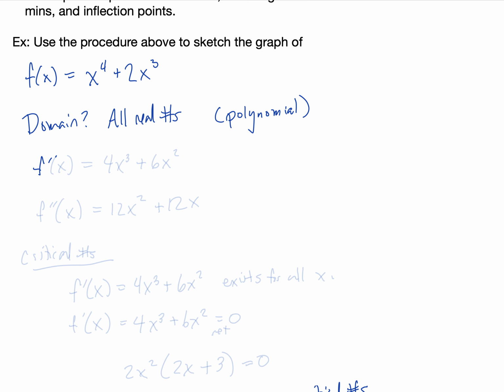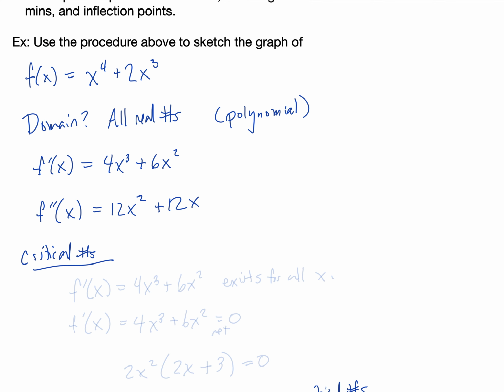Now let's find the first and second derivative. So our first derivative is 4x cubed plus 6x squared, and our second derivative, f double prime of x, is 12x squared plus 12x.